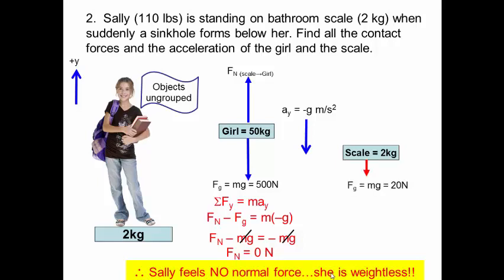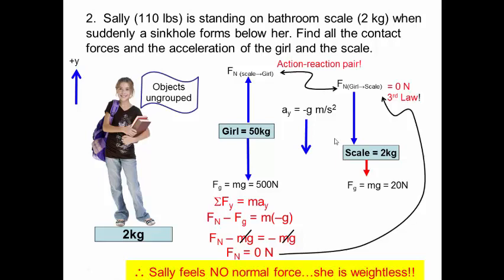Let's take a look at the scale in that case. The scale has gravity acting on it with 20 newtons of force, but don't forget that the scale is also accelerating downward, and the girl is standing on the scale. Of course, we already know from the previous situation that the normal force of the scale on the girl was 0. Therefore, the normal force of the girl on the scale must also be 0. It's an action-reaction pair. So once again, we have no normal force acting on the scale. So the scale doesn't even sense that Sally is standing on top of it, and it is just accelerating downward as well. And it, of course, feels weightless as well because nothing's holding it up.